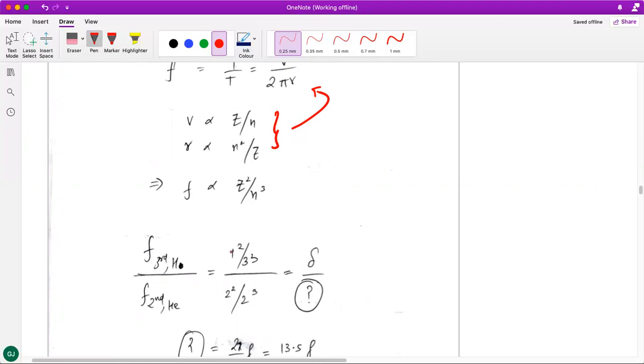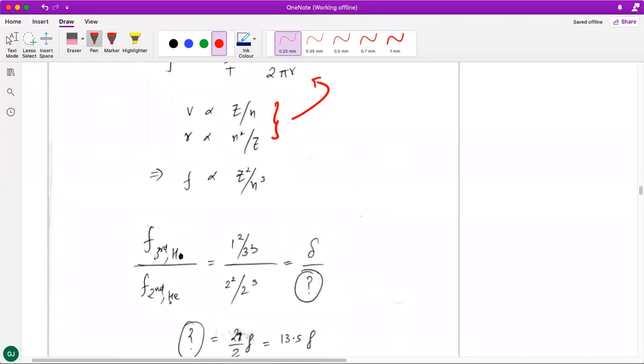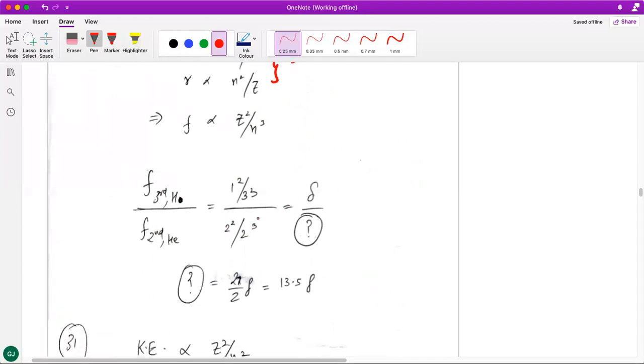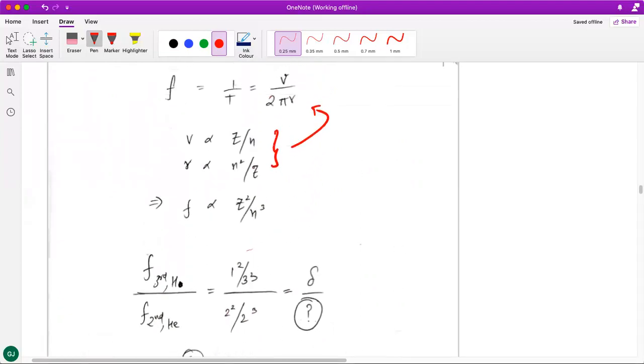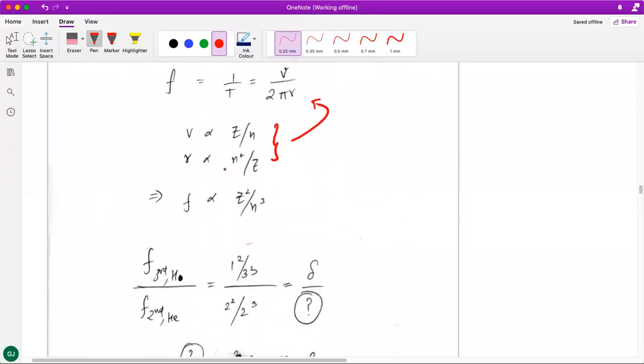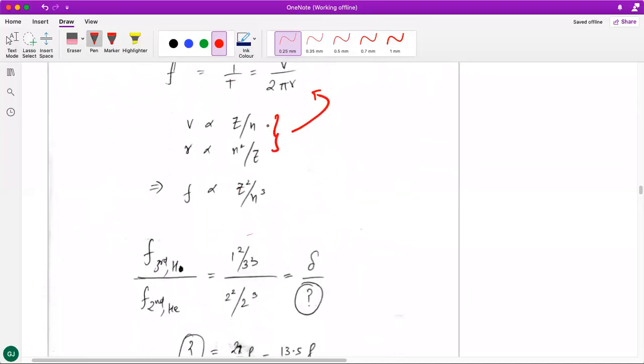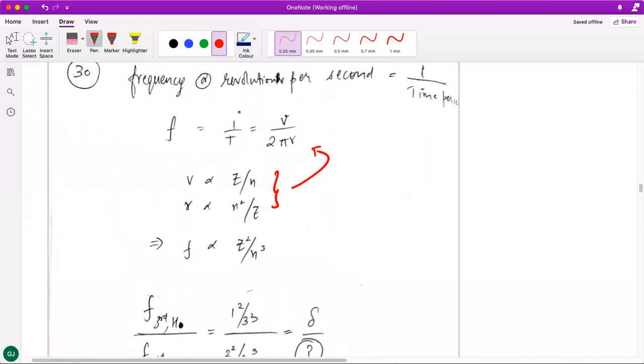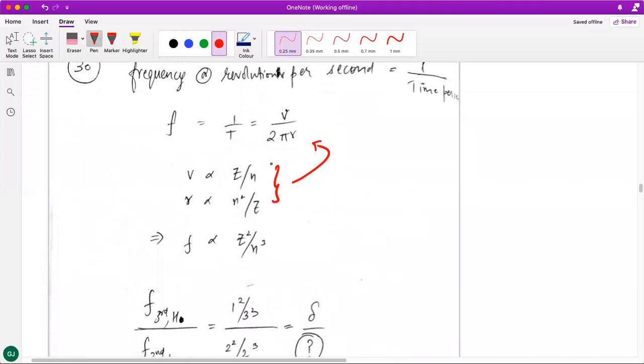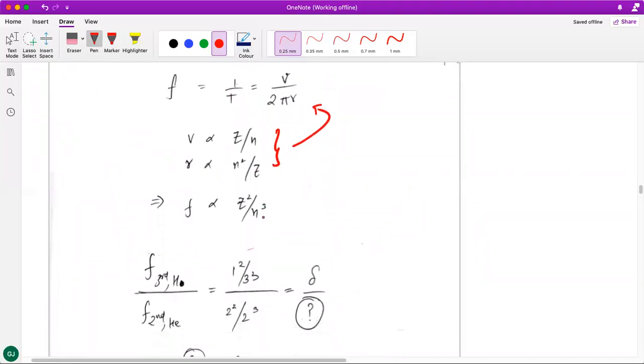So third orbit of hydrogen, Z value 1, N value 3, substituted over here, upon frequency of second orbit of helium, so Z value 2 and N value 2, substituted over here, and I get the ratio. Observe carefully. This is a consistent methodology that we have been following when we are asked to compare certain Bohr results between different single electron species.